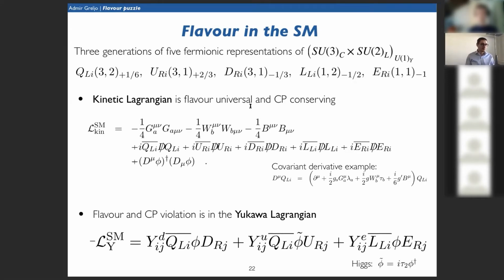Flavor and CP violation comes from the Yukawa Lagrangian. In the standard model, there is another potential source of CP violation, which is experimentally very small: the QCD theta term. If we neglect that, the flavor and CP violation in the standard model sits entirely in the Yukawa Lagrangian. The Yukawa Lagrangian is the interaction between two fermions and the Higgs field. For instance, the first term gives masses to the down type quarks, the second term is for the up type quarks, and the last term is for the charged leptons. Neutrinos are massless in the renormalizable standard model with this field content.